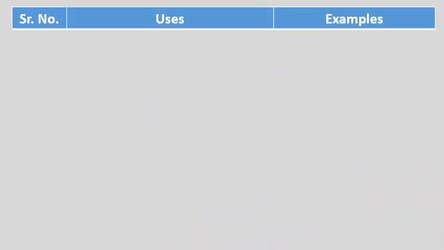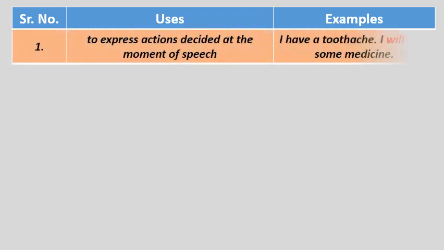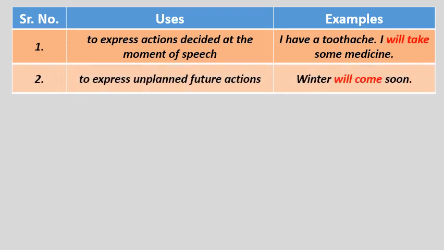Let's see where to use simple future tense with examples. Number 1. It is used to express actions decided at the moment of speech. Or we can say, when we decide to do something at the time of speaking, we use simple future tense. For example, I have a toothache, I will take some medicine. Remember one thing, we can use will also with I and we, but shall is more formal. Number 2. It is used to express unplanned future actions. For example, winter will come soon. Number 3.